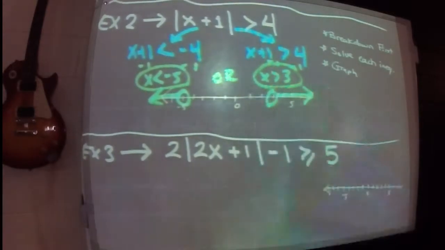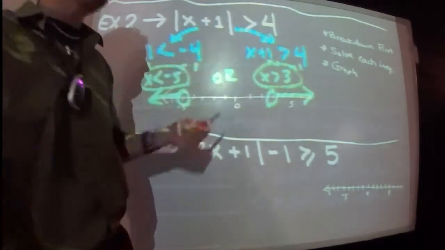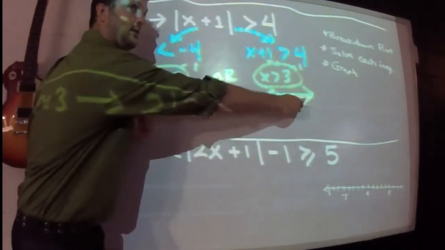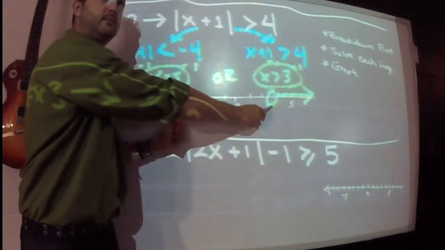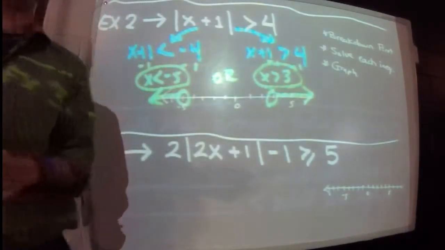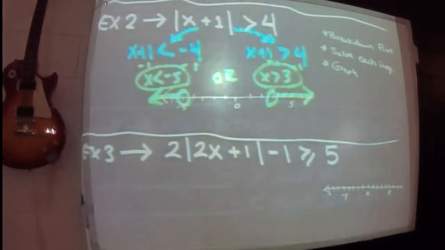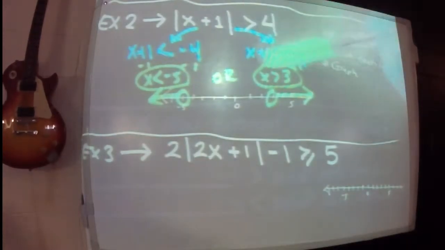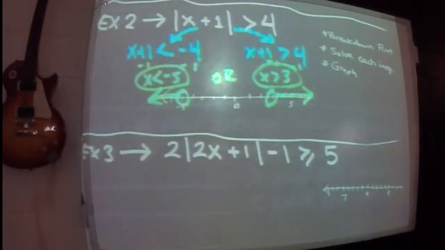So once again, absolute value greater than gives you what? The two dots, the two arrows going away from each other. That's a common theme on absolute value greater than. You've seen two of them. Both of them had arrows going away from each other.